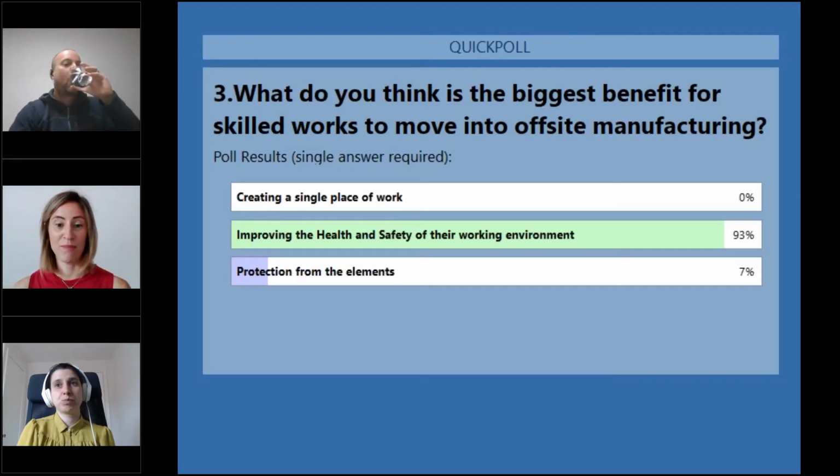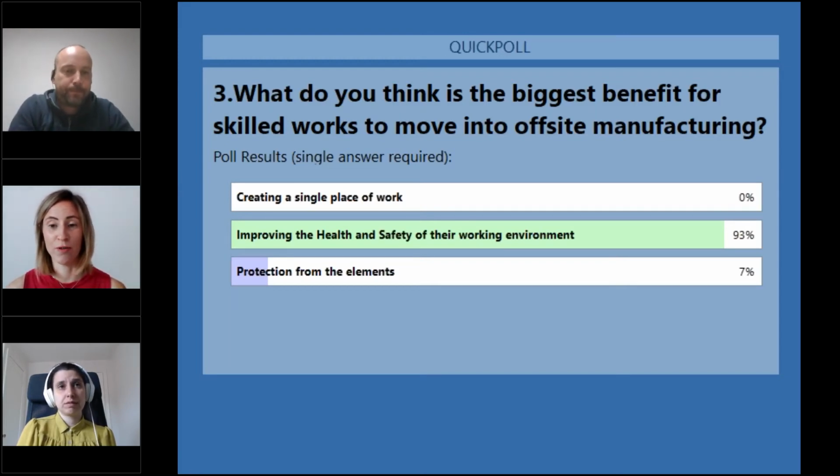And the result being improving health and safety in their working environment, and therefore encouraging people, I think, into moving into working in offsite manufacturing.